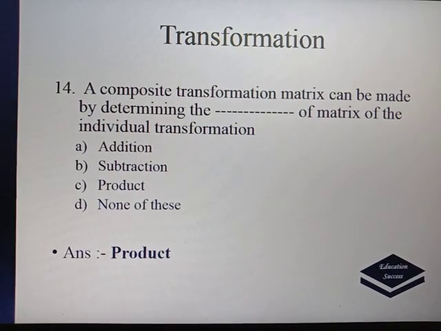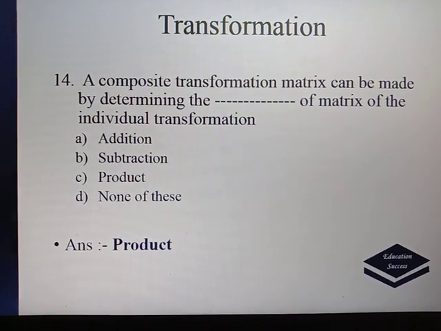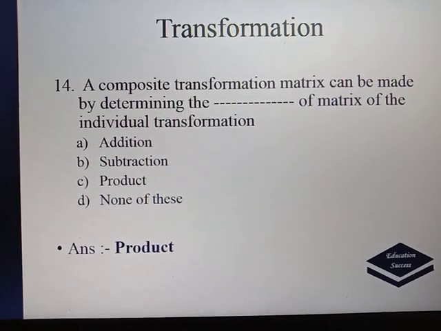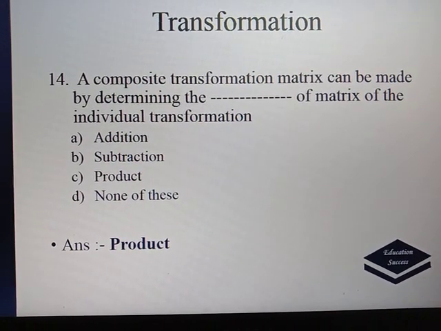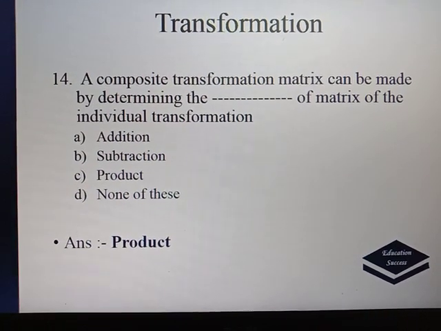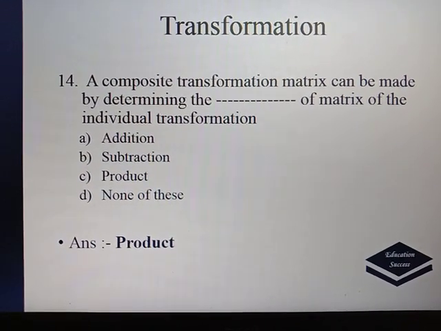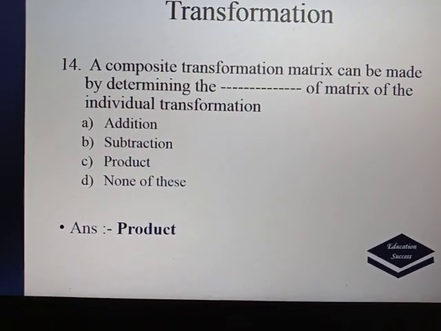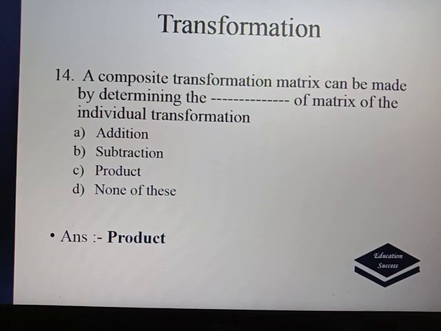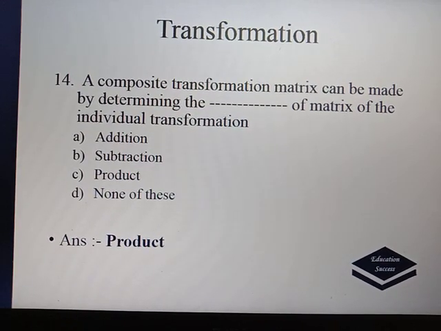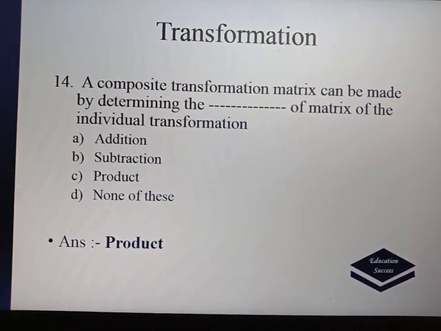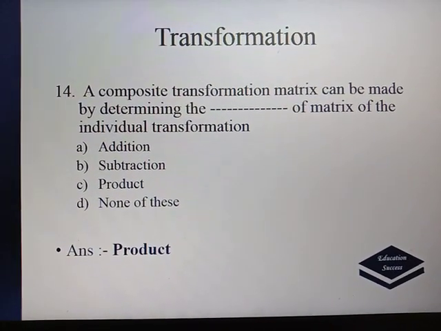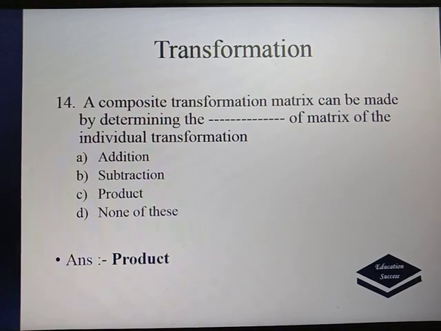Next question is, a composite transformation matrix can be made by determining the dash of matrix of the individual transformation. Options are addition, subtraction, product, and none of the above. Here the answer is product. It is the definition of composite transformation matrix, that is, a composite transformation is a matrix that can be made by determining the product of matrices of the individual transformations.